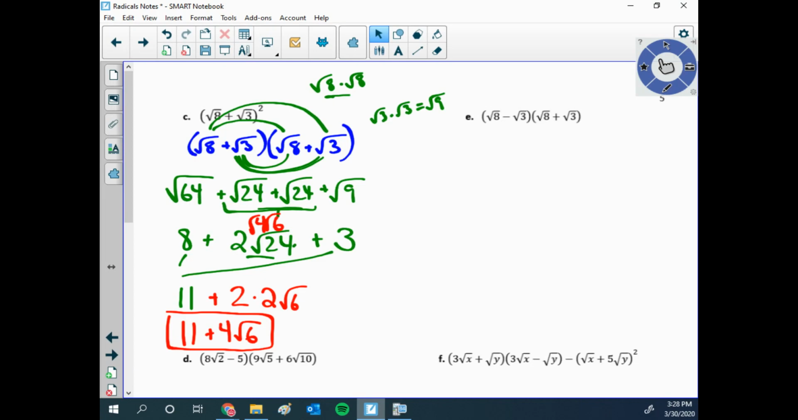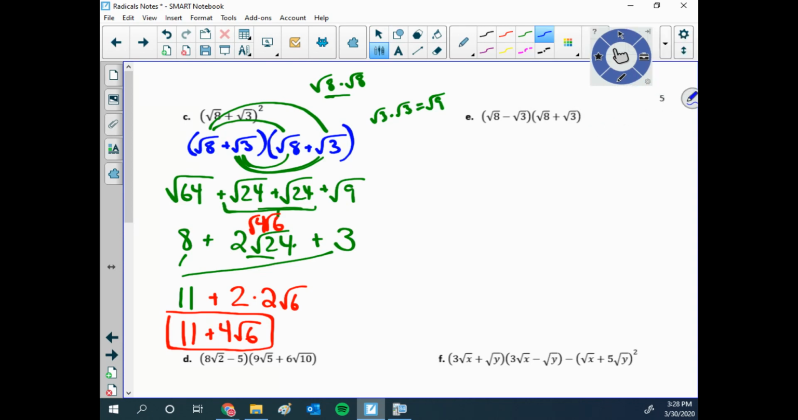E is actually a really nice question if you can identify the shortcut. So I'm just going to go through it regularly, and then if you can see the shortcut, that's great. If not, I'll talk through it. So this is root 8 minus 3 times root 8 plus 3. So I will FOIL that out.